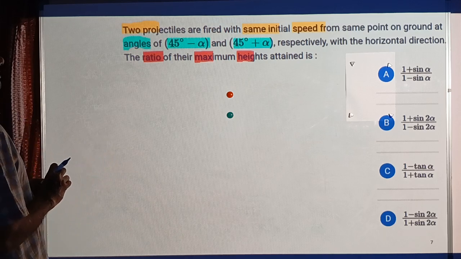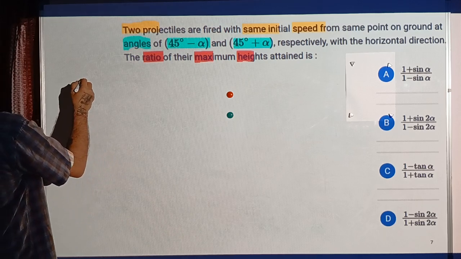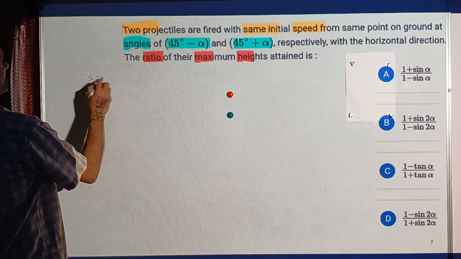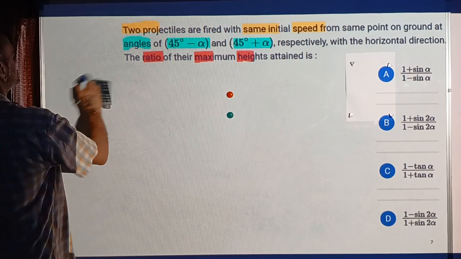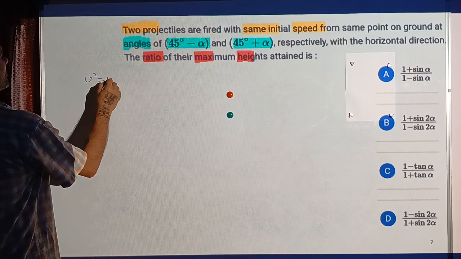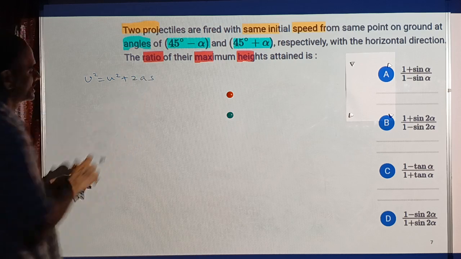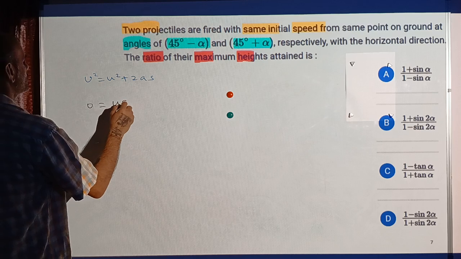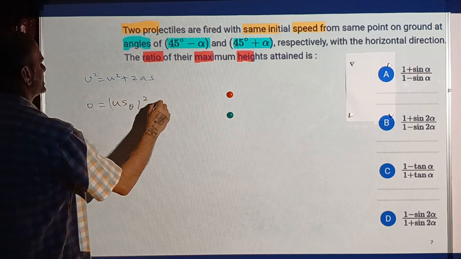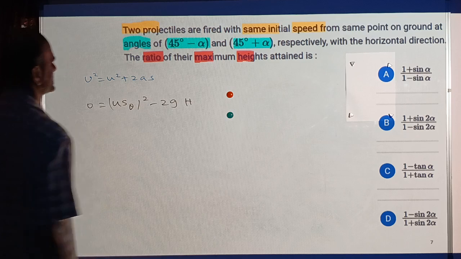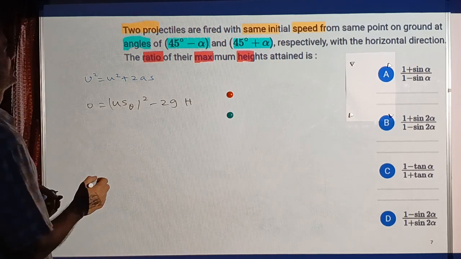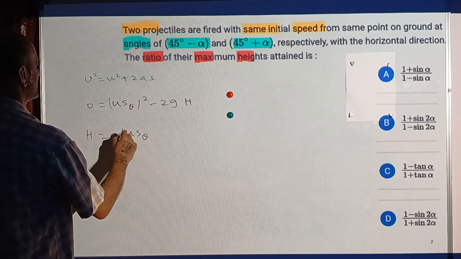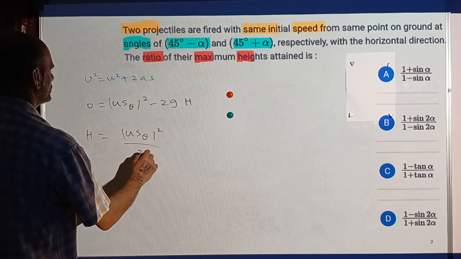So the maximum height formula, if you remember, we can use it, or you have to derive it quickly. V square equal to U square plus 2as. At the maximum height point, velocity is 0, initial velocity u sine theta whole square, acceleration is minus g, and then the displacement is h. So from this, I get the formula h equal to u sine theta square by 2g.